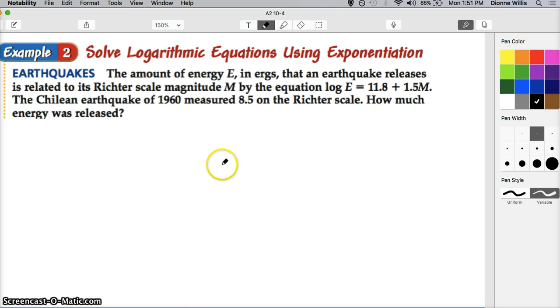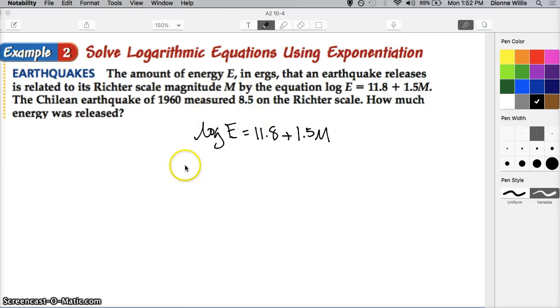Okay, the amount of energy E in ergs that an earthquake releases is related to its Richter scale magnitude M by the equation: the common log of E is equal to 11.8 plus 1.5 M. The Chilean earthquake of 1960 measured 8.5 on the Richter scale. How much energy was released?